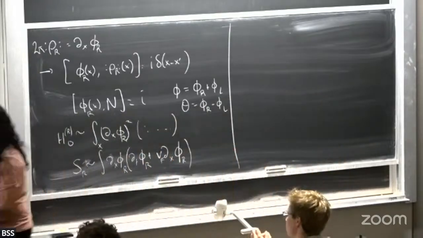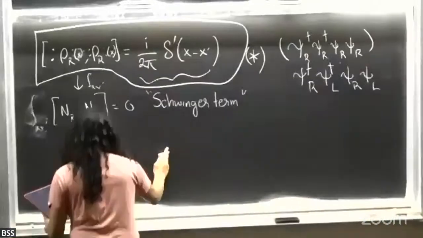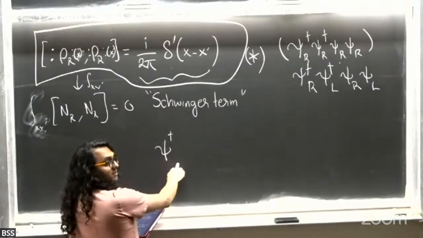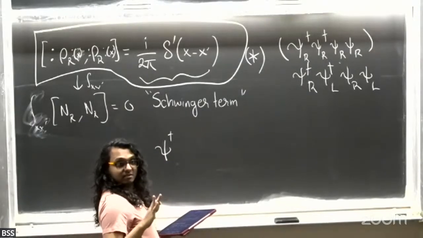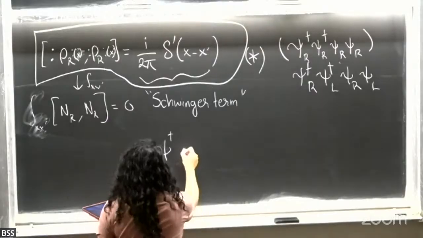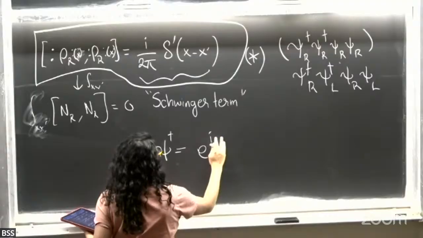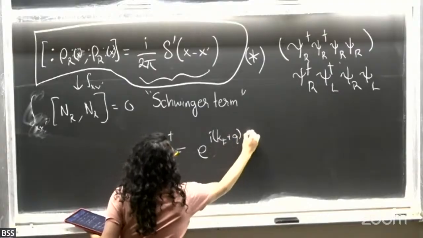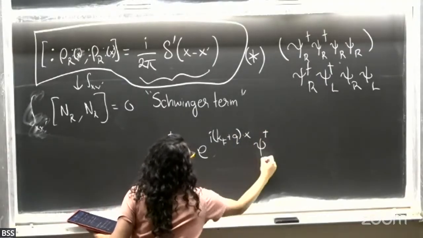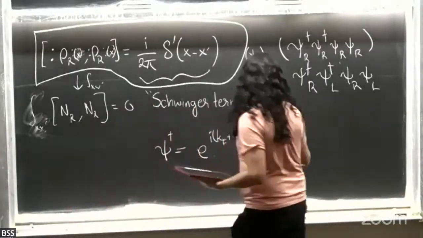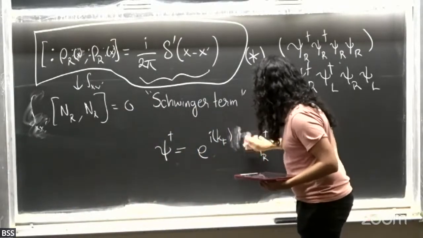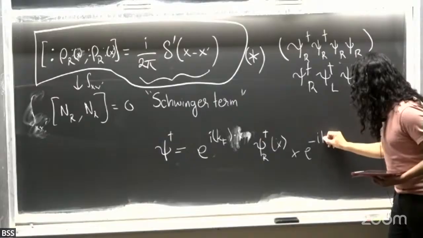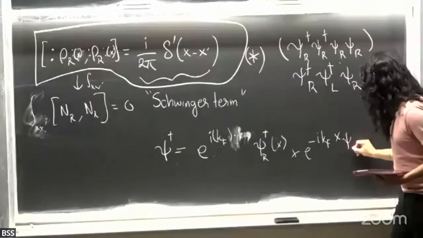No, because of the following. The way you define these psi_R and psi_L is you have a total fermion, psi dagger. Can everyone see down here? You write the total fermion as a Fourier transform: e^{i(k_F+q)·x} times psi_R dagger(x), well, no, sorry, there's no q here, plus e^{-i k_F·x} times psi_L.